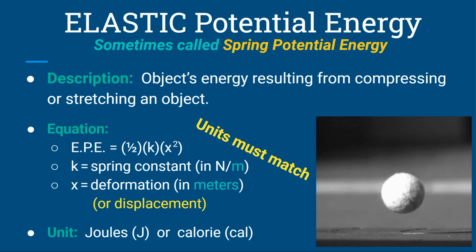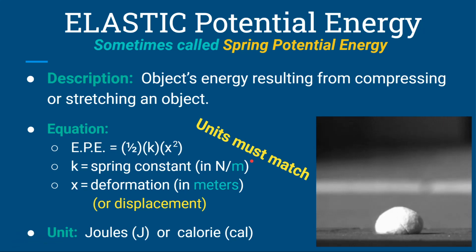The equation for elastic potential energy is 1/2 kx squared, where k is known as the spring constant and where x is the amount of deformation of your object. How much did it get compressed or stretched by? X is also called displacement. I just don't want you to mix it up with going a certain distance, but it is the displacement of the spring or the ball or whatever from its normal resting length or its normal shape. So EPE, elastic potential energy, equals 1/2 kx squared.